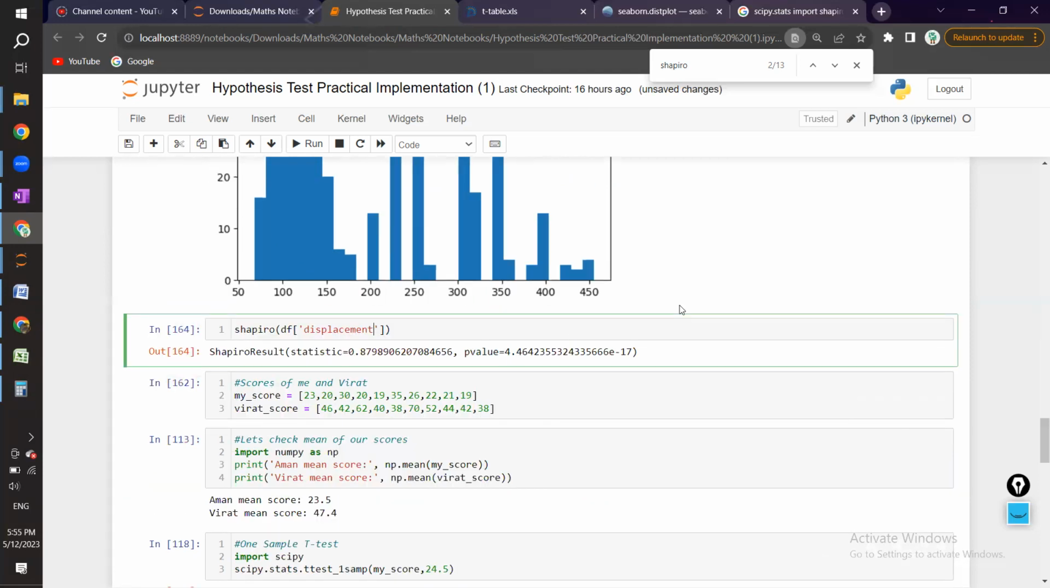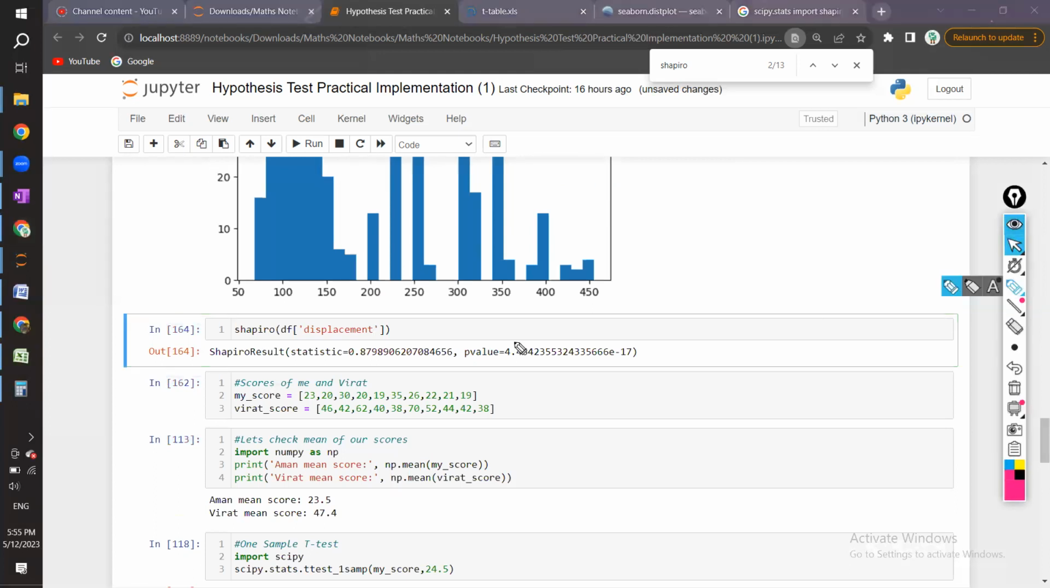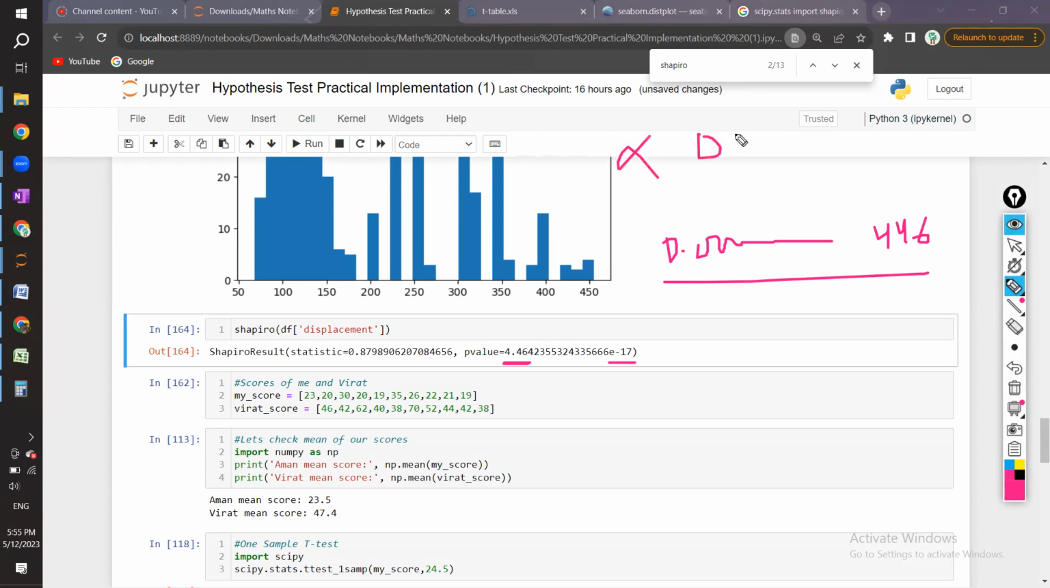So what is the value of the p-value, guys? Is it 4.46? No, sir. It is 4.46 to the power of minus 17. That means extremely small, closer to 0. After 0 dot, you need to put 17 zeros, then 4, 4, 6. This is almost equal to 0, and our alpha will be 0.05.